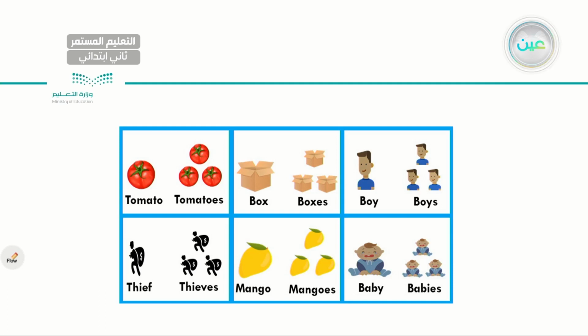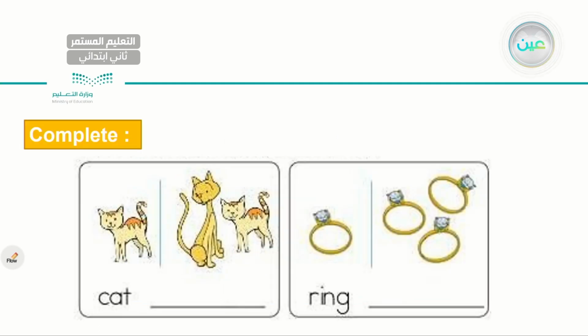So I have singular and plural in these pictures. Now, I need your help here. Try to complete with the correct answer. Singular, how many cat? How many cats can you see? I can see a cat, one cat.